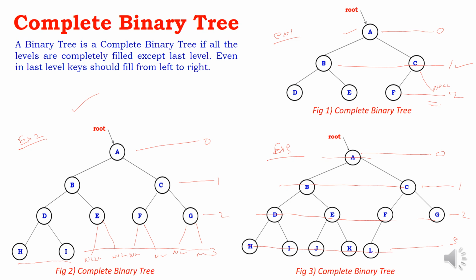There is some gap. So after L, there is a possibility of having one more node. So it is null. G left is null. G right is null. Whatever nodes you have are filled completely level by level and from left to right. So that kind of binary tree is said to be a complete binary tree.